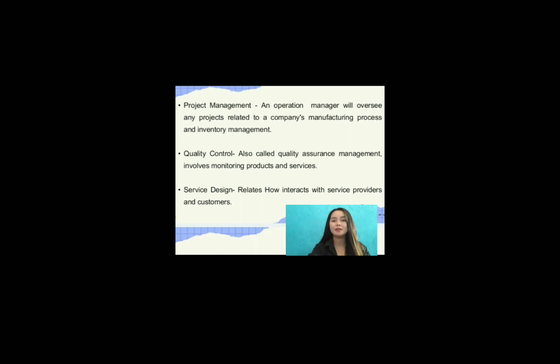So the next responsibility is quality control. Quality control, also called quality assurance management, involves monitoring products and services. It is a set of processes and procedures that ensures products or services meet specified quality standards and satisfy customer expectations. It also leads to sustained success and competitive advantage in the marketplace.